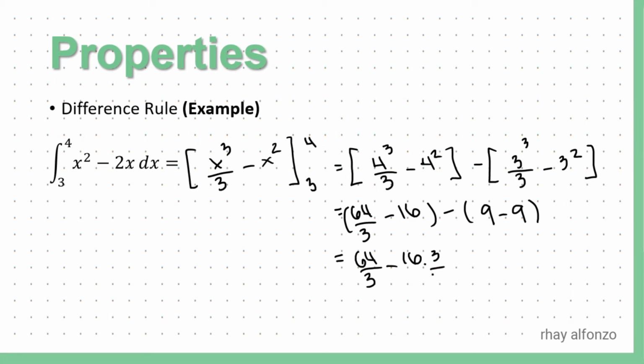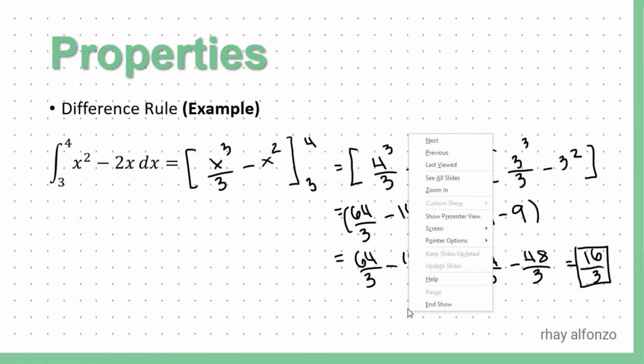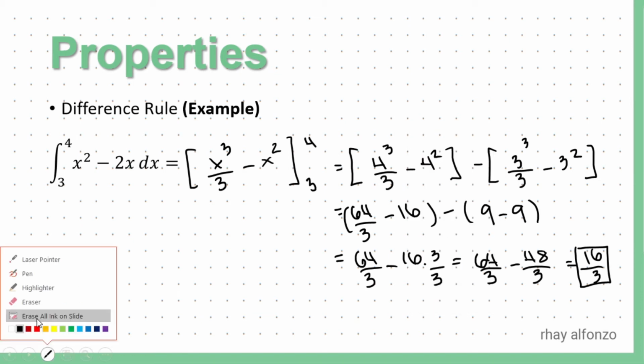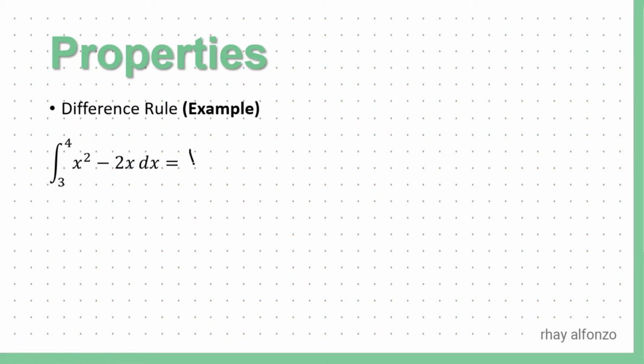So we multiply this by 3 over 3 so that we can subtract them. So this becomes 64 divided by 3 minus 48 over 3. And 64 minus 48 is equal to 16. And copy the denominator, we end up with 16 over 3. So take note of this. And we are going to do the difference rule. So let me first clear all the writings. What we have is 16 over 3.